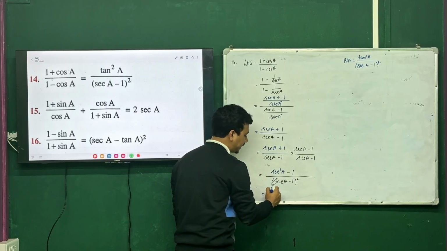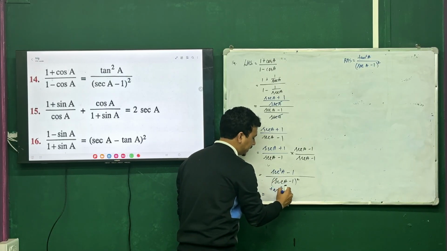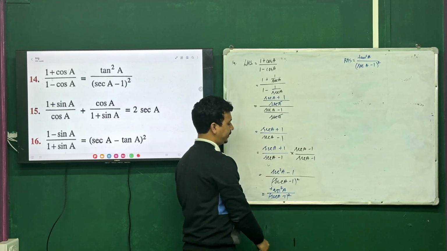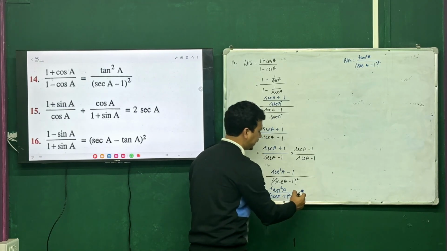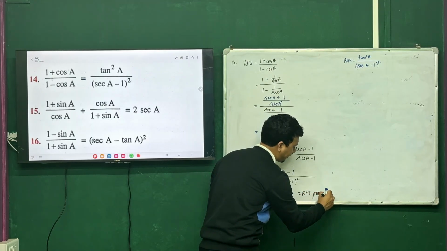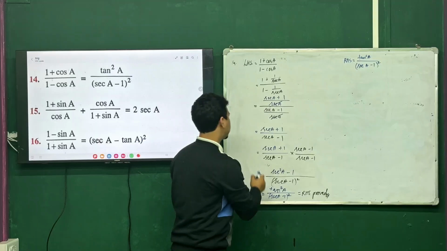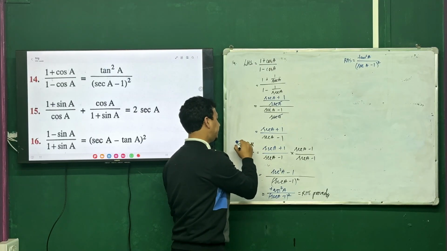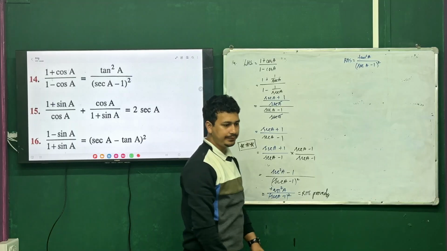And sec square minus 1 is nothing but tan square. So tan square A divided by sec A minus 1 whole thing square. That is the right hand side. So we have proved. So this line is important here. If anyone did not understand why we did this line, how we did this line, please ask me.